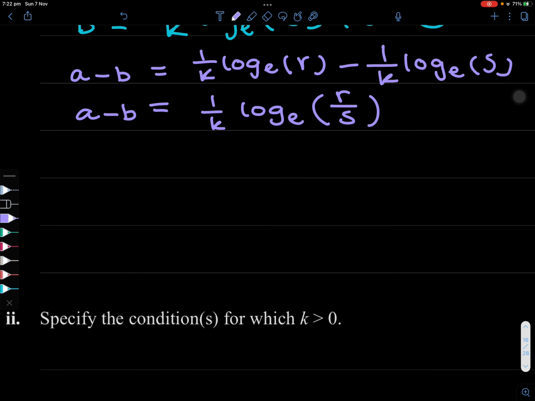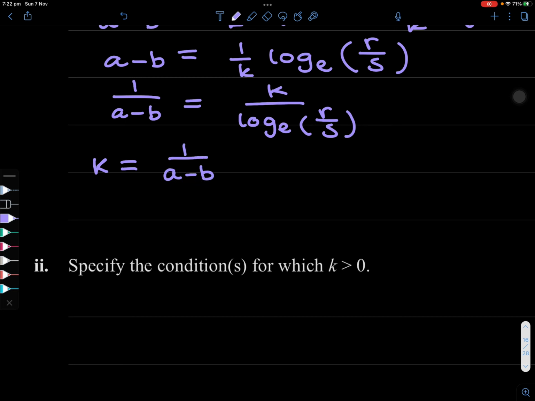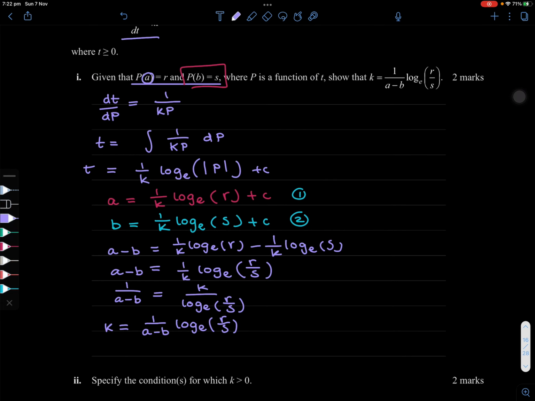Now, what we can do is take the reciprocal of both sides. We get 1 on a minus b is equal to, flipping the k gives us k on the top, flipping the log gives it on the bottom. And then finally, multiplying by log e r on s for both sides gives us k is equal to 1 on a minus b log base e of r on s. Sweet, and that's what they wanted us to show, right?